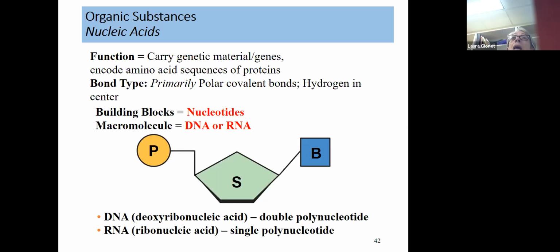Okay, so the bond type is primarily polar covalent bonds because of so much ribose, the sugar within it. But I will tell you that in the center of DNA, we have hydrogen bonds. The building blocks of nucleic acids are called nucleotides. And the macromolecules are DNA and RNA. So we don't have an intermediate product or intermediate molecule. DNA stands for deoxyribonucleic acid. This is our double helix, and RNA is ribonucleic acid, a single helix.